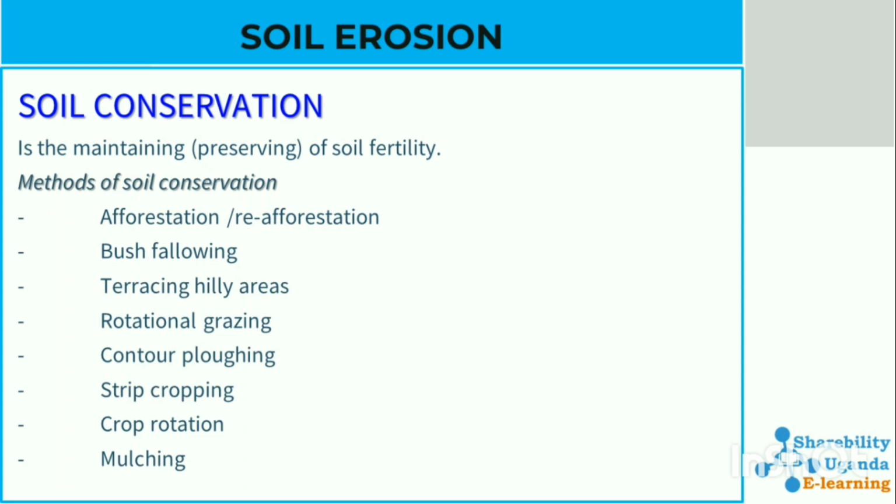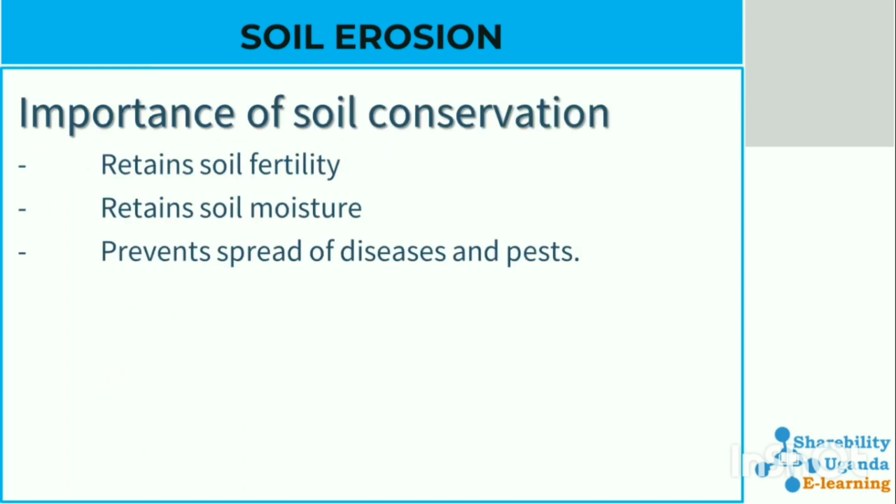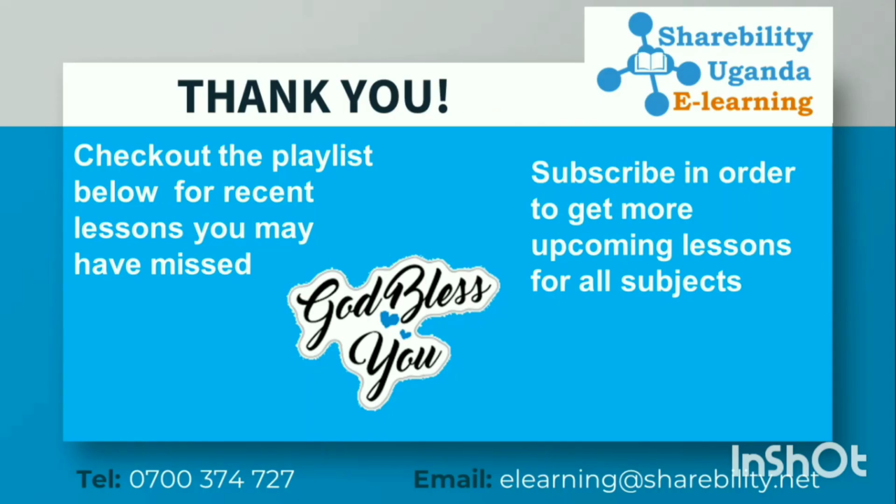Methods of soil conservation or methods of preserving soil fertility include afforestation, bush fallowing, terracing hilly areas, rotational grazing, contour plowing, strip cropping, crop rotation, mulching, among others. Importances of soil conservation include: the soil retains its fertility, the soil retains soil moisture, prevents spread of diseases and pests in the soil. That has been that.